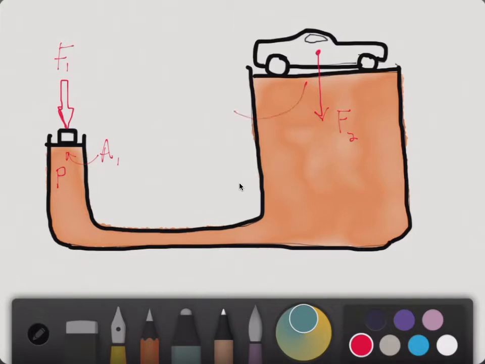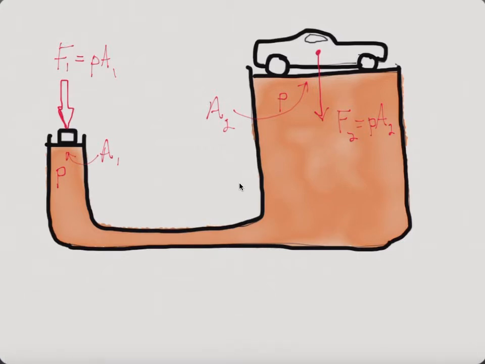And this force is going to be the area of this piston here, we can call it another piston, times the pressure in the fluid. So let's just go ahead and write, well, I could say it's going to be equal here, and then this one is going to be equal to the pressure in this fluid. So here's what Pascal's law is really getting at. It's saying that the pressure in the fluid is going to be the same everywhere.